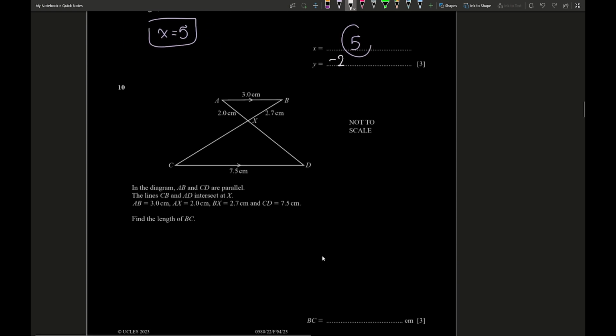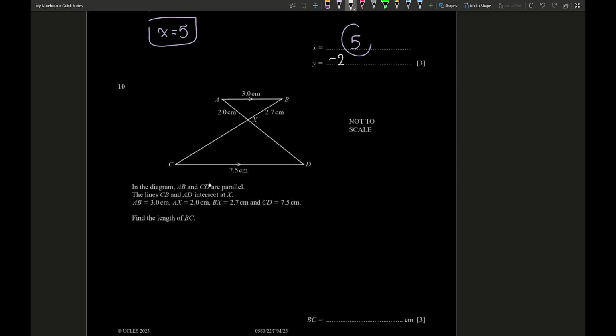Now, on to question number 10. In the diagram, AB and CD are parallel lines. The lines CB and AD intersect at point X. Alright, so AB is equal to 3, AX is equal to 2, and BX is equal to 2.7, and CD is equal to 7.5. Find the length of BC, this length right here. Very interesting question.